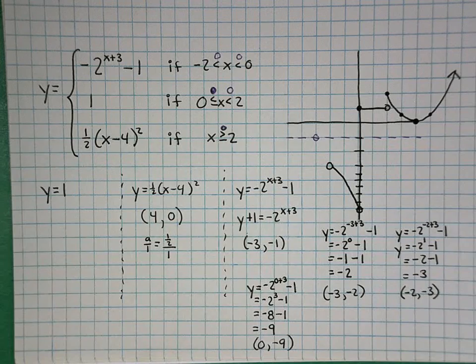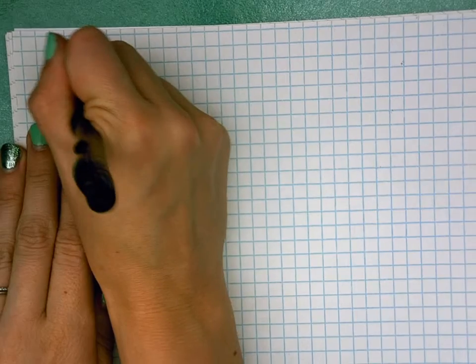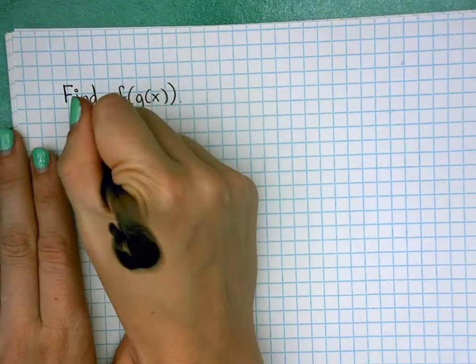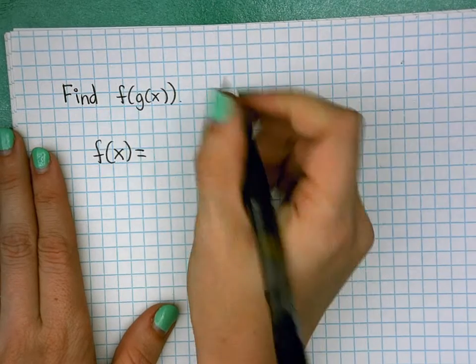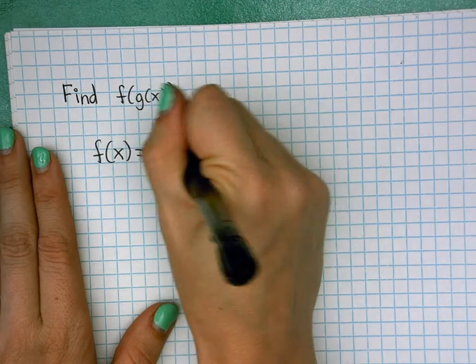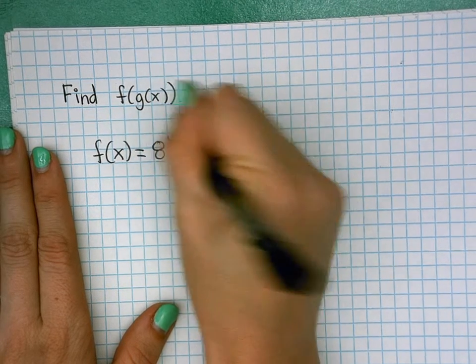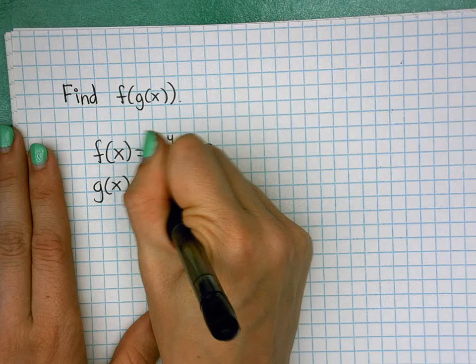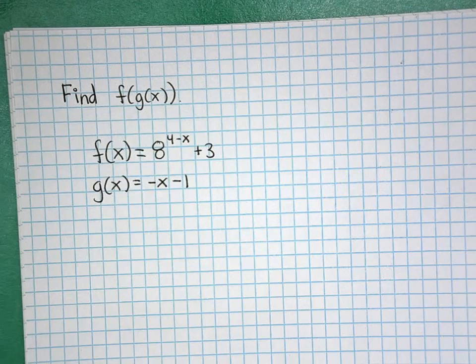Okay, composite functions. I've got two of these. Give me a quick second to pull these up. Okay, first up, we've got find f of g of x. I'm going to have f of x equals 8 to the 4 minus x plus 3. And g of x is going to be negative x minus 1. Okay, go ahead and pause the video, give this one a shot, restart it when you are ready.